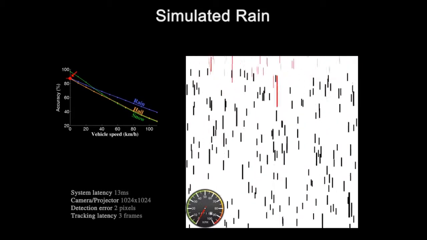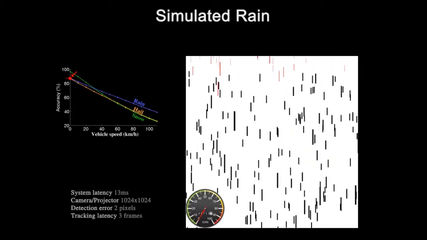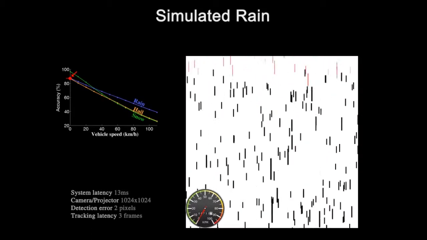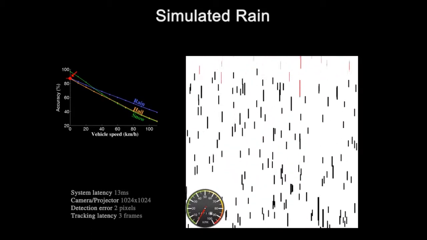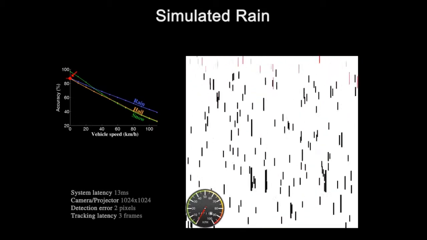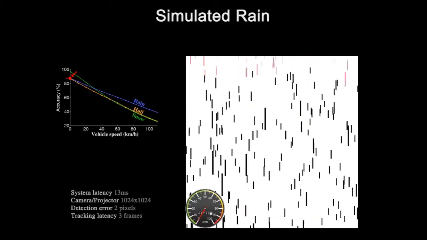This first example is a simulation with a stationary camera. Black streaks are the drops successfully not illuminated. The red streaks at the top are drops that the system has not yet recognized.